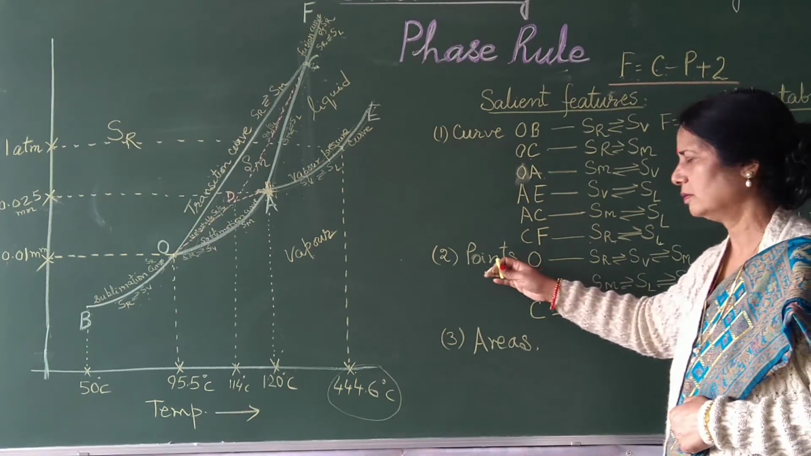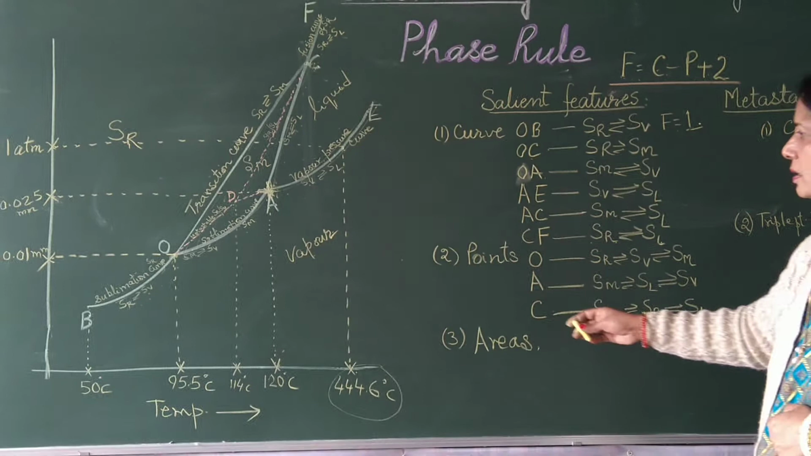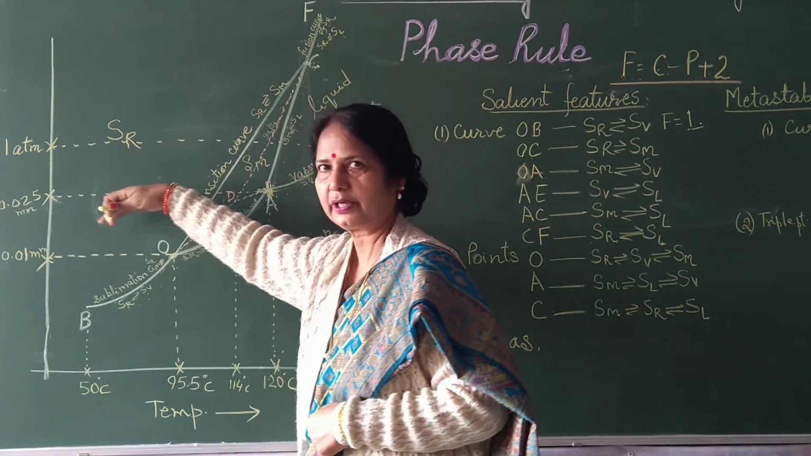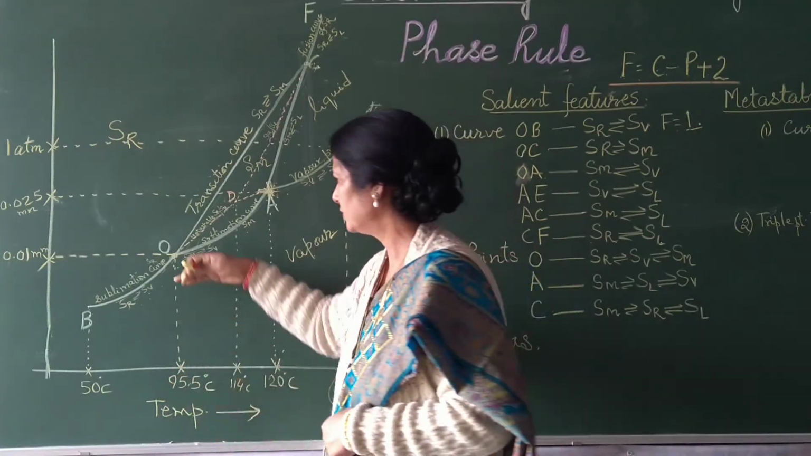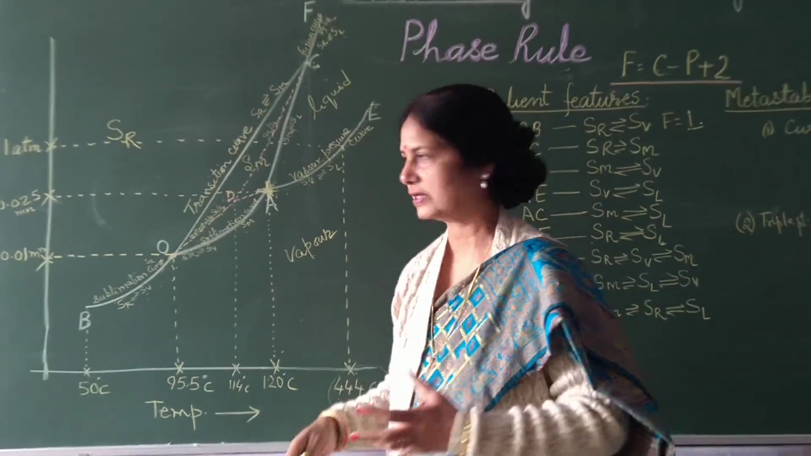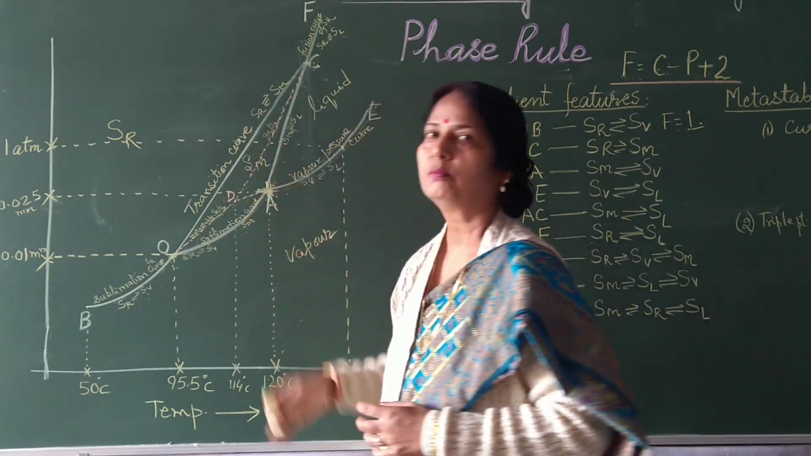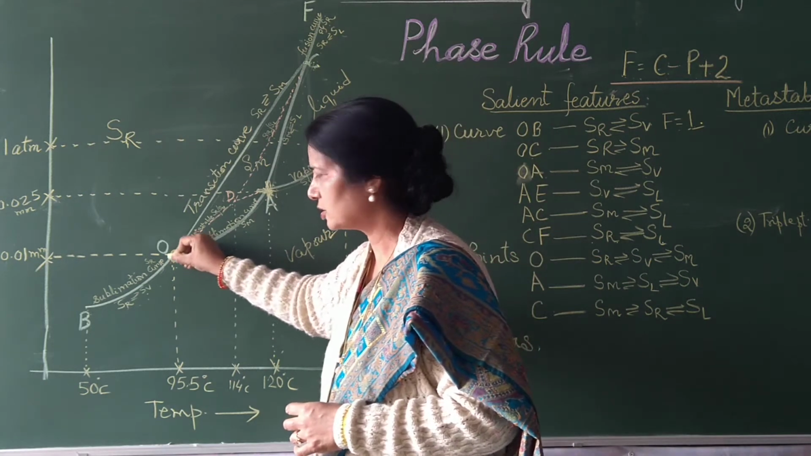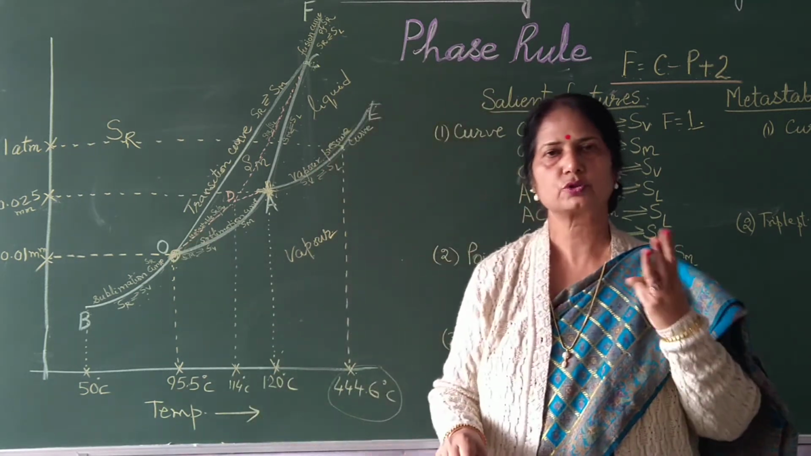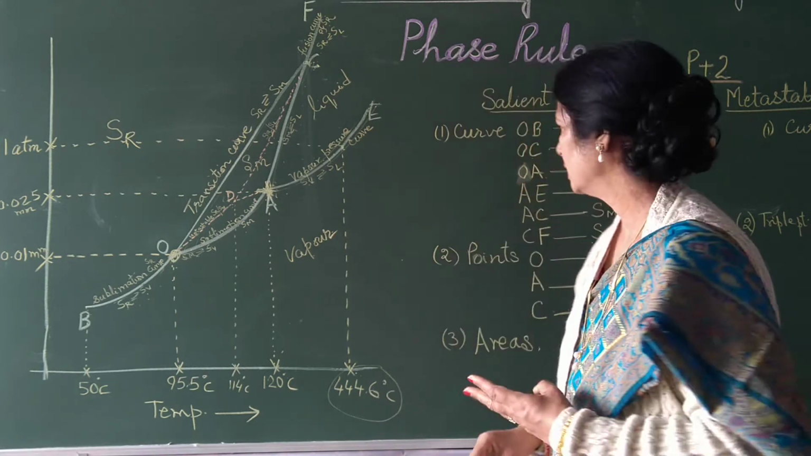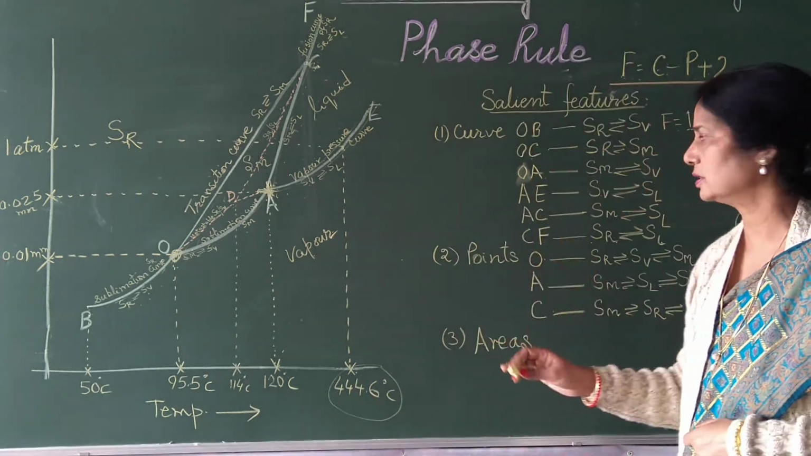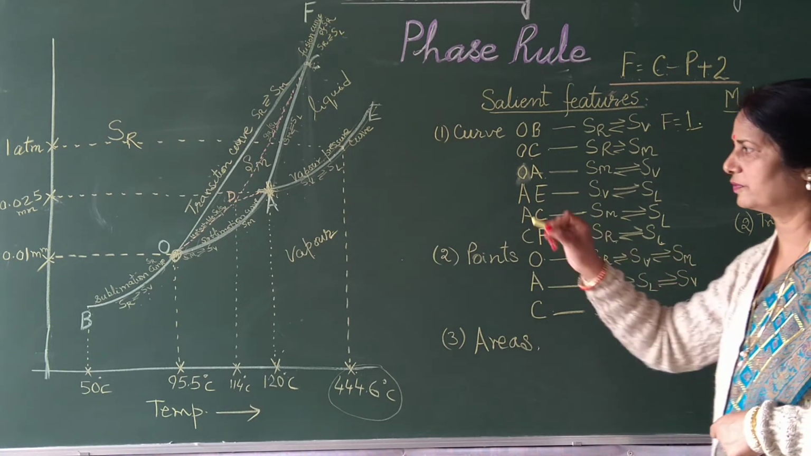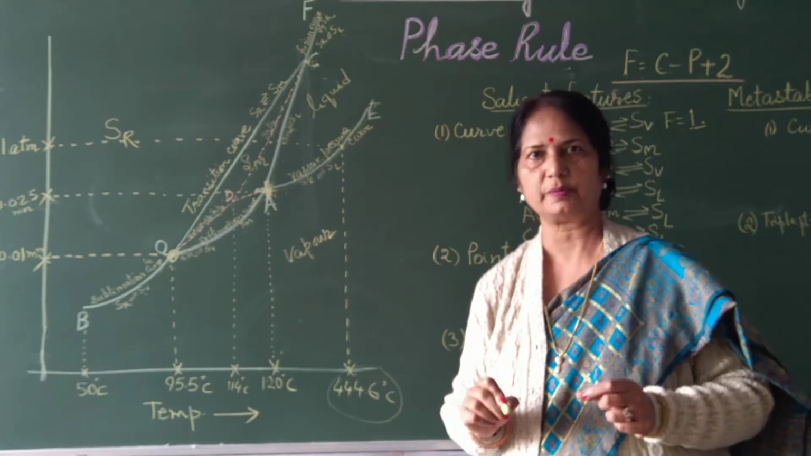Now let's take the points. We see this point O. Which phase is present over here? The rhombic sulfur phase. Which phase is present over here? The vapor phase. And what is here? This is the monoclinic phase. So how many phases are in equilibrium at this point O? Three phases are in equilibrium, so it is termed the triple point. The three phases in equilibrium are the rhombic sulfur, the vapor sulfur and the monoclinic sulfur.